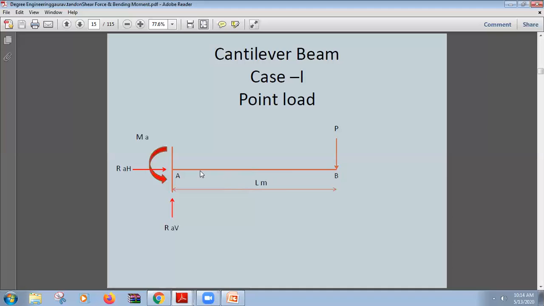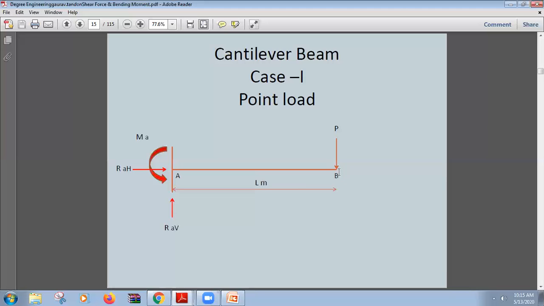So at point A, we will be having moment P into L, the force multiplied by the whole distance. Why are we taking P into L? Because, as I told you, perpendicular moment is force multiplied by perpendicular distance, and you can see this is the free end and this is the supported end.